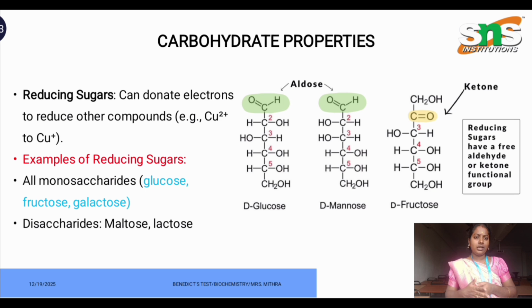This is the overall structure of the reducing sugar property of carbohydrate. First one is D-glucose, and these three have the same chemical formula of C6H12O6, where you can find carbon atoms 6, hydrogen atoms 12 and oxygen atoms 6. Only the functional group varies between glucose and fructose. Glucose has the aldehyde functional group, that is aldose, and fructose has the ketone functional group, that is ketose.